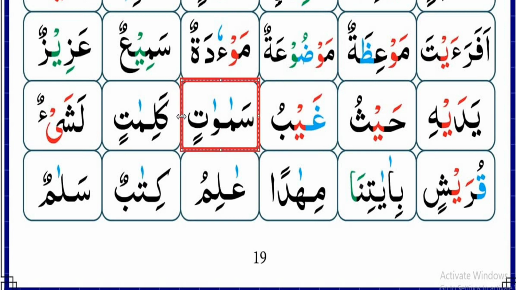Sin fatha sa, mim standing fatha ma, waw standing fatha wa, samawat, ta kasra tin, samawatin. Oh, we were supposed to read without spelling. So without spelling, the word is samawatin. Kalimatin. La shay'un. Qurayshin.